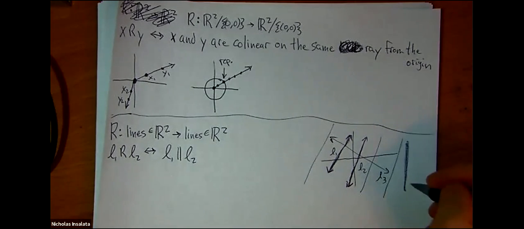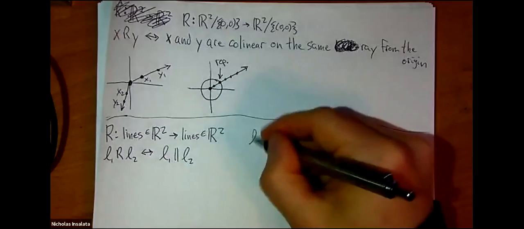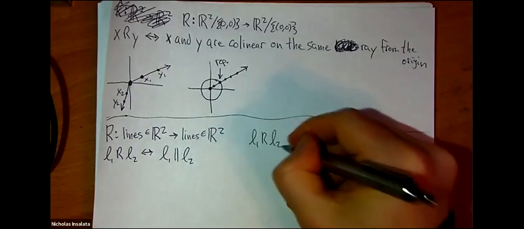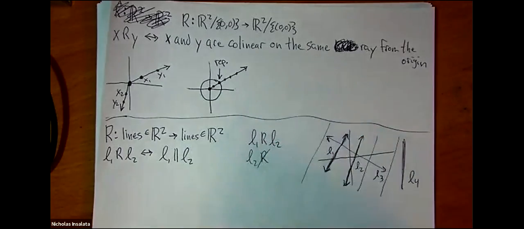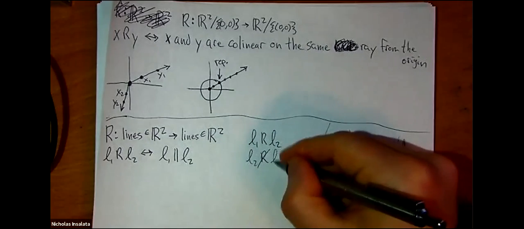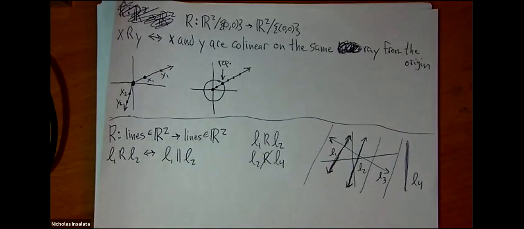So if we call this L4, we would say L1 relates to L2, but L2 does not relate, by the way, it's an R with a slash, to L4. Intersects them, sure. Any non-parallel line would eventually intersect them.